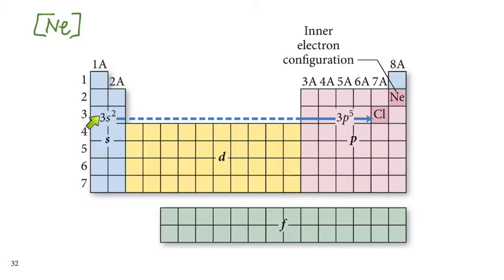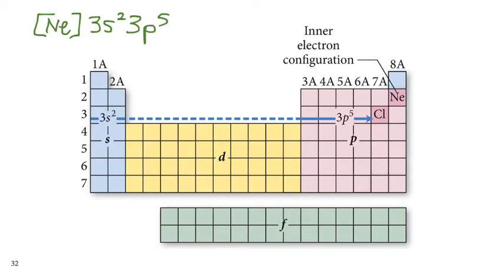This is 3 in the S block. There's 1, 2: 3s2. Then we go over here to the P block. This is 3p: 1, 2, 3, 4, 5. 3p5. How many valence electrons? 7. The highest number here is 3, and 2 plus 5 is 7. Chlorine is in group 7A. These group numbers, 1A, 2A through 8A, tell us the number of valence electrons for the main group elements. Any questions?